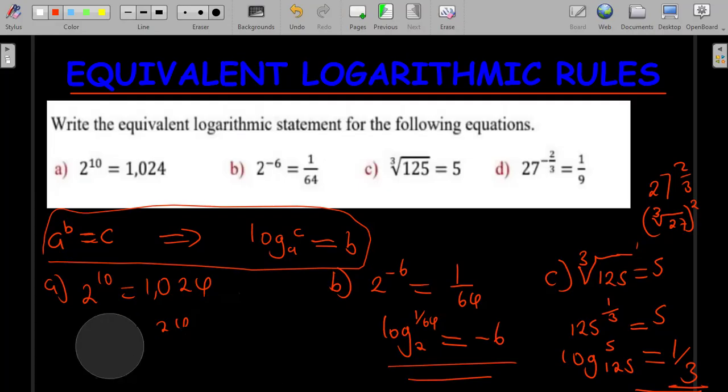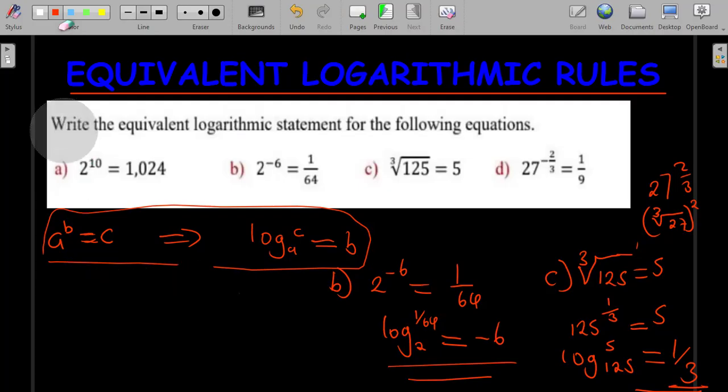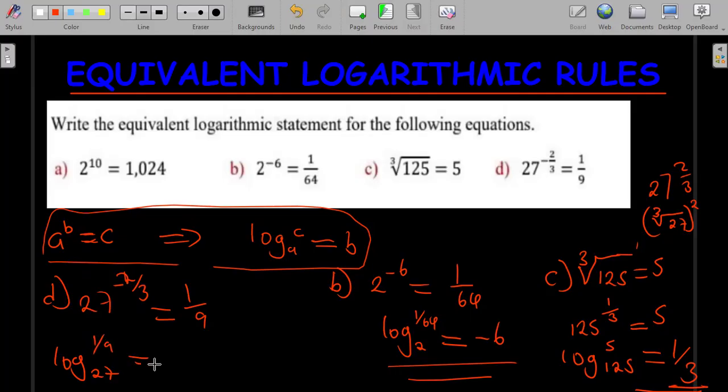Then let's do the last one, which is part D. For D, we are having 27 to the power negative 2 over 3. This will be equal to 1 over 9. So we can say log of, so the base is 27, we have 27 there. Then the number on top we are equating to 1 over 9. So we are going to have 1 over 9 there. Then this will be equal to negative 2 over 3.